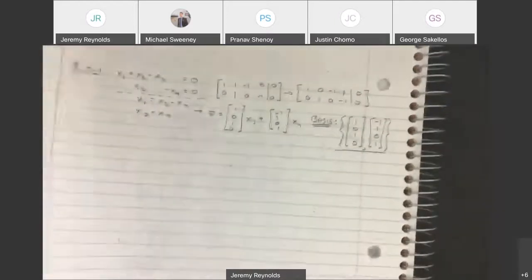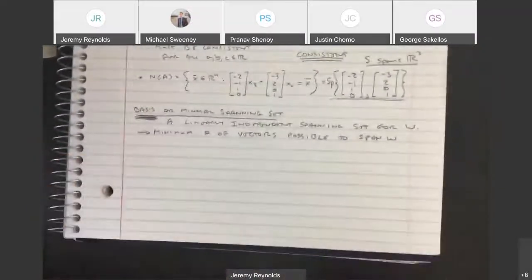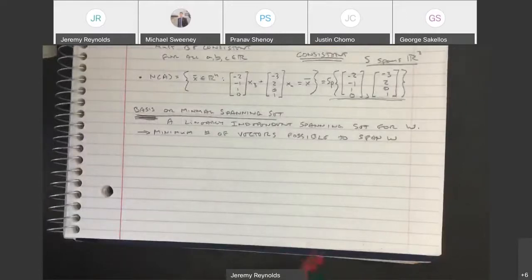Back one page. So I was just saying here, a basis is a linearly independent spanning set for W. So it's the minimum number of vectors possible to span W.